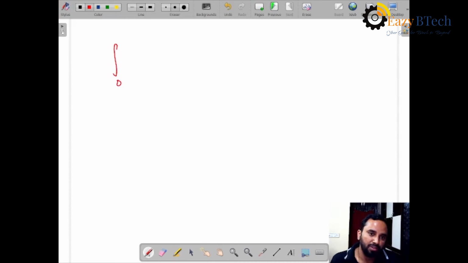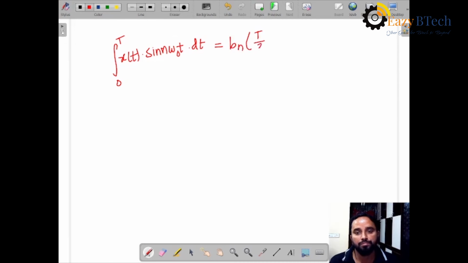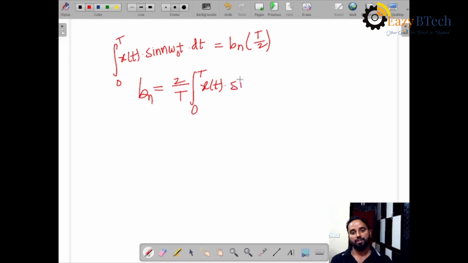So now go to the next step. Integral 0 to T of x of t sine n omega naught t dt on the left side is equal to bn times T by 2 on the right side. We want the formula for bn, so bn is equal to 2 by T integral 0 to T x of t into sine n omega naught t dt. So this is the formula for bn.